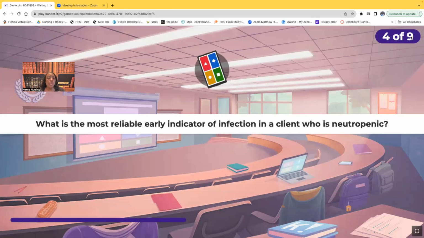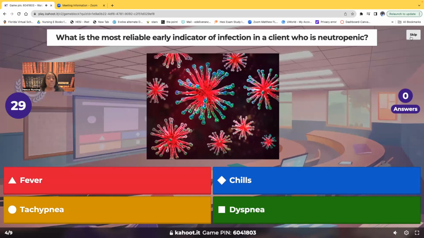All right. What is the most reliable indicator of infection in a client who's neutropenic? Would it be fever? Would it be chills? Would it be tachypnea? Or would it be dyspnea? What do you guys say?